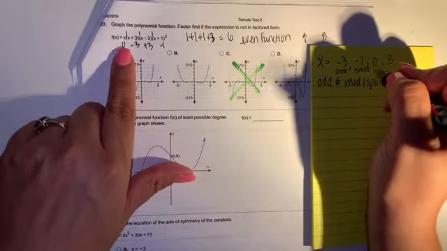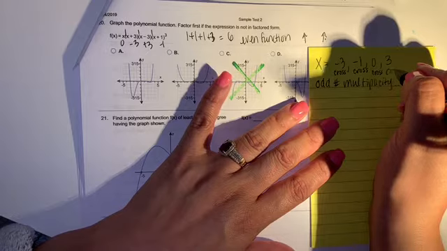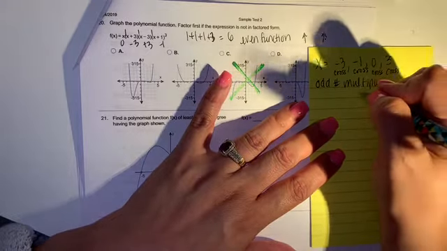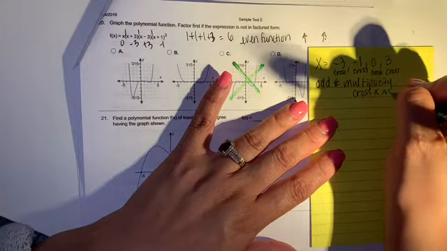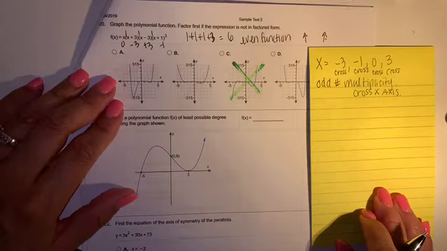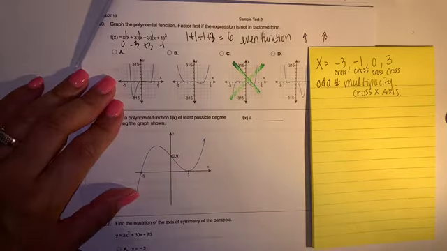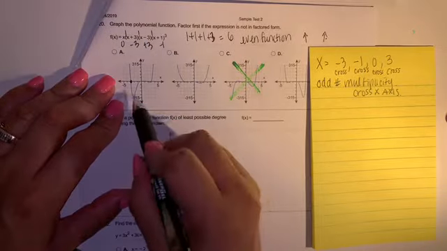So that's going to cross the first. So all of these are going to cross the x-axis, and we just need to see which ones do that. Okay, so let's just look at negative 3. I have negative 3, it crosses.